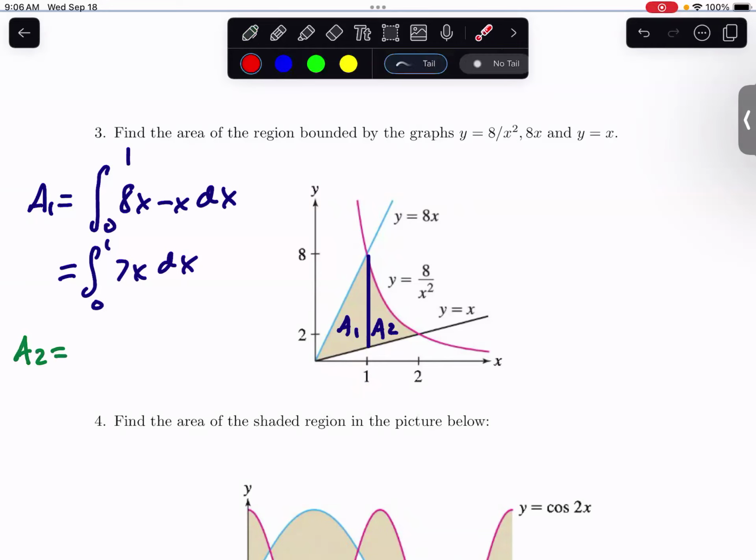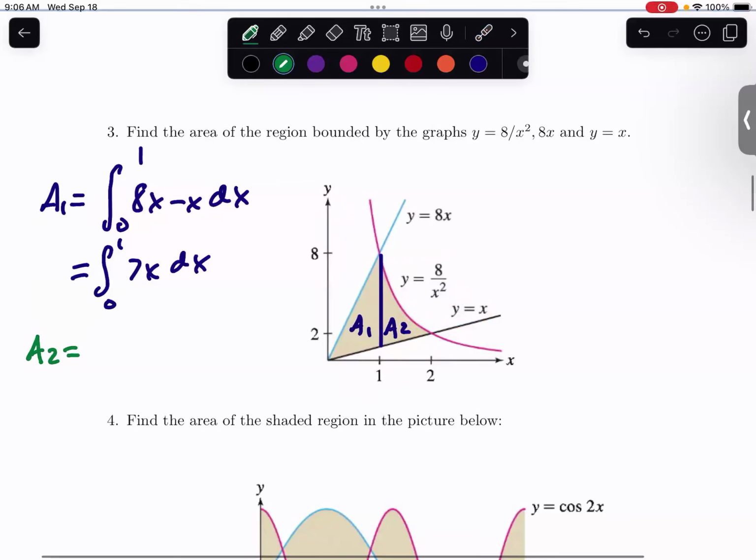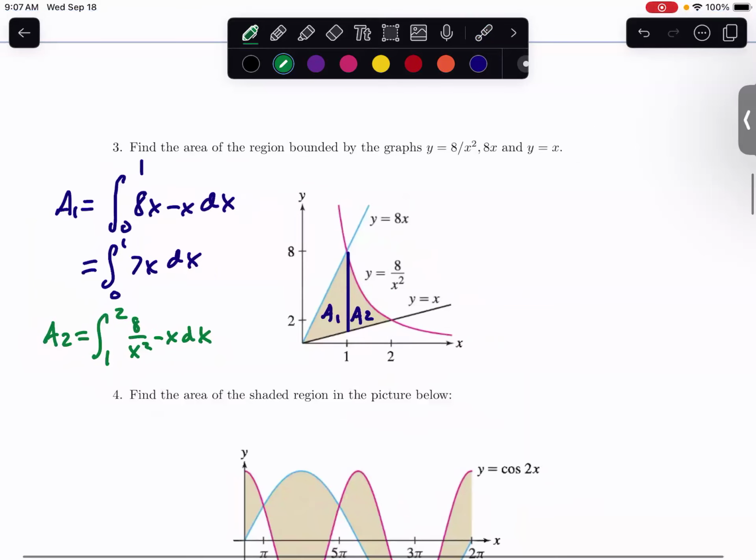Then A2 is going to be done similarly. A2 corresponds to this area, which is the area between the curves y is equal to 8 over x squared and y is equal to x, and we're on the interval from 1 to 2 now. So this is going to be the integral from 1 to 2 of 8 over x squared minus x dx. So we found the area of this region with respect to this integral and the area of this region with respect to this integral. Now, to find the total area, just add the two integrals together.